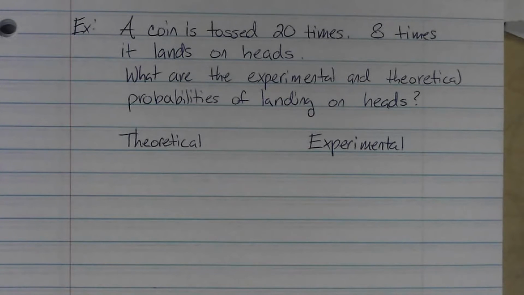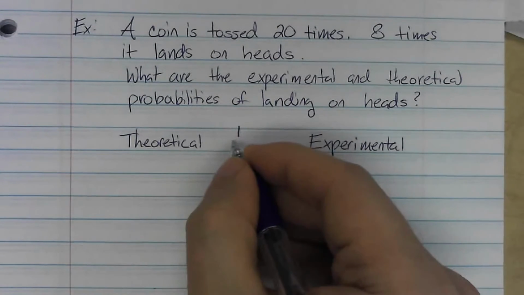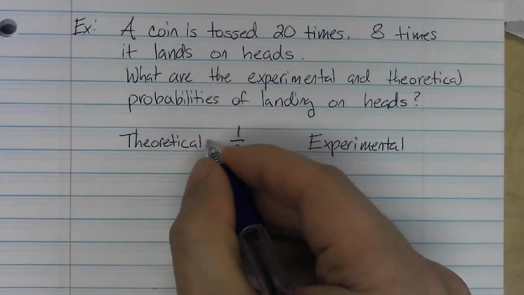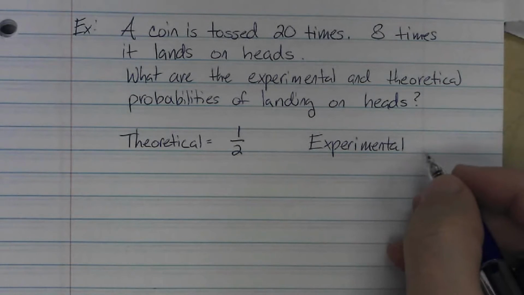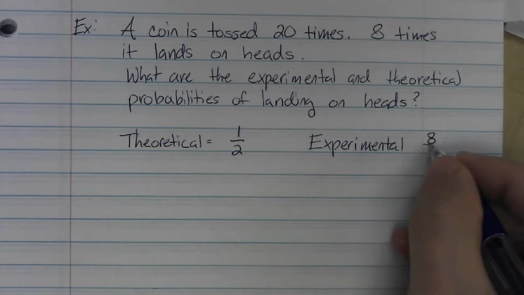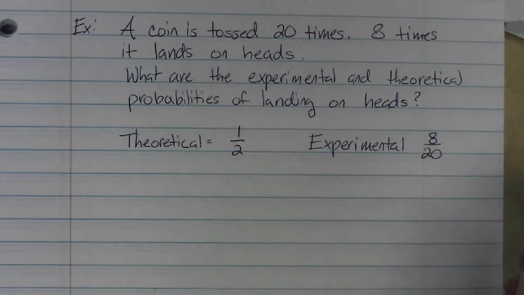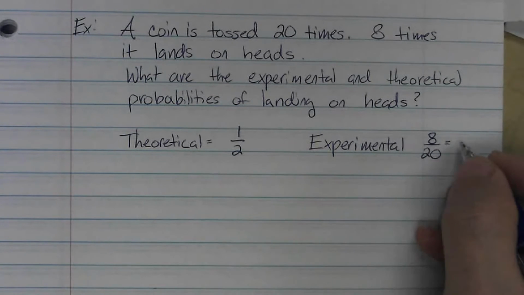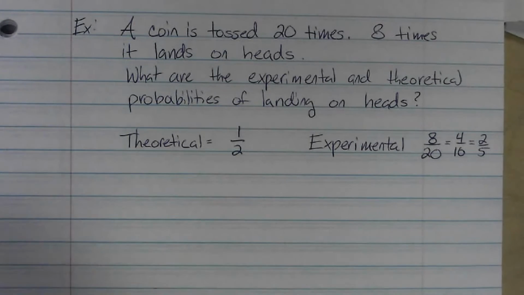First, let's start with theoretical. One side of a coin is heads out of 2 sides. So the theoretical probability is 1/2. During the experiment, it landed on heads 8 times out of 20 attempts. 8 out of 20. Now, we can reduce this to 4 over 10, and that reduces to 2/5.